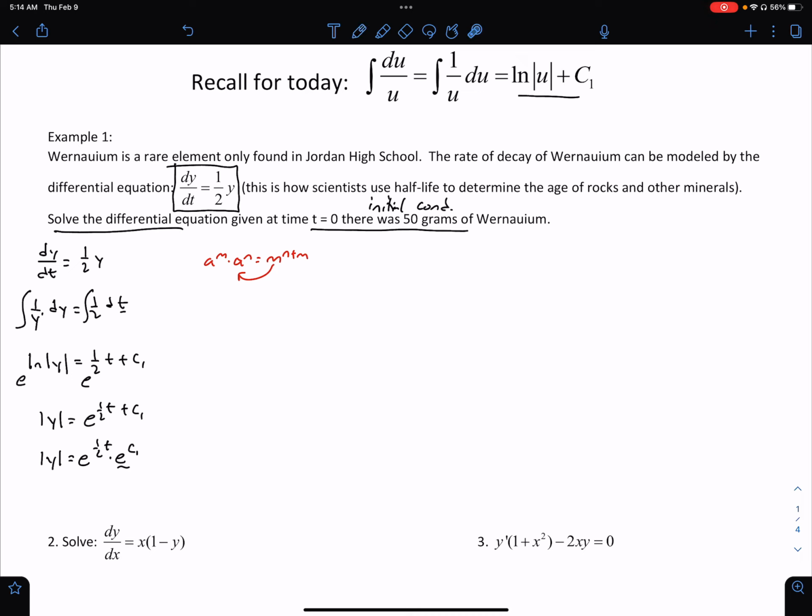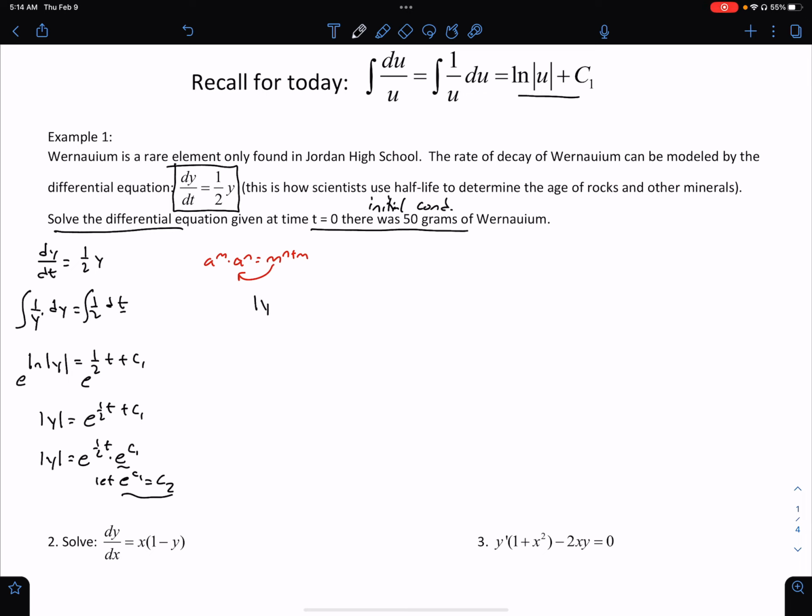What we have here is a constant raised to another constant right there. So what we can do is we can just write this as another constant, and that's what we're going to do. We're going to say, let e to the c1 equal c2. And I'm going to rewrite this up here.